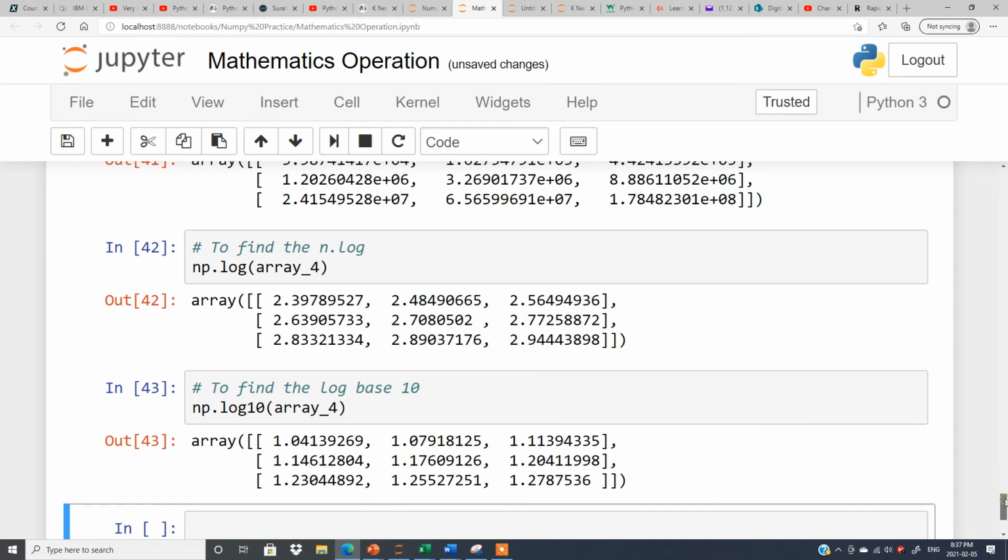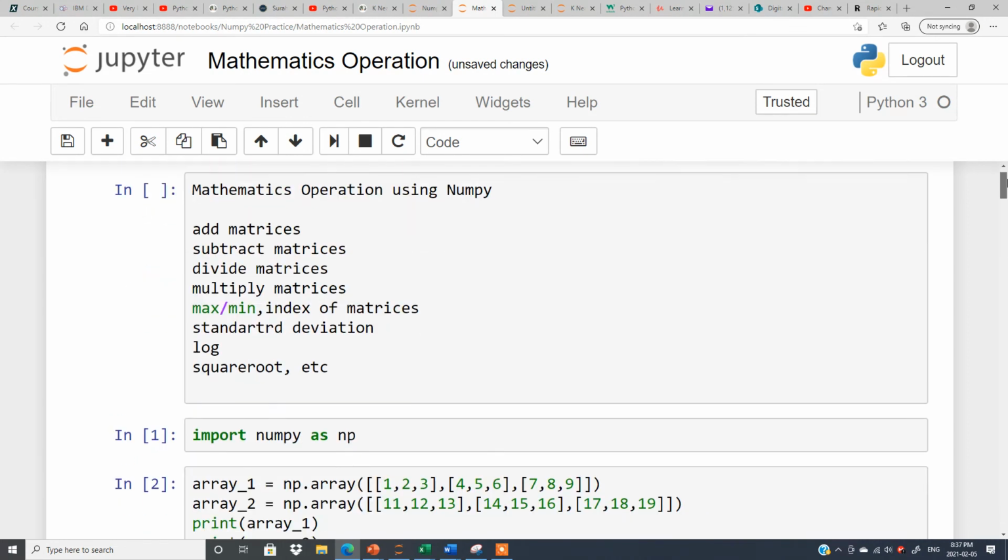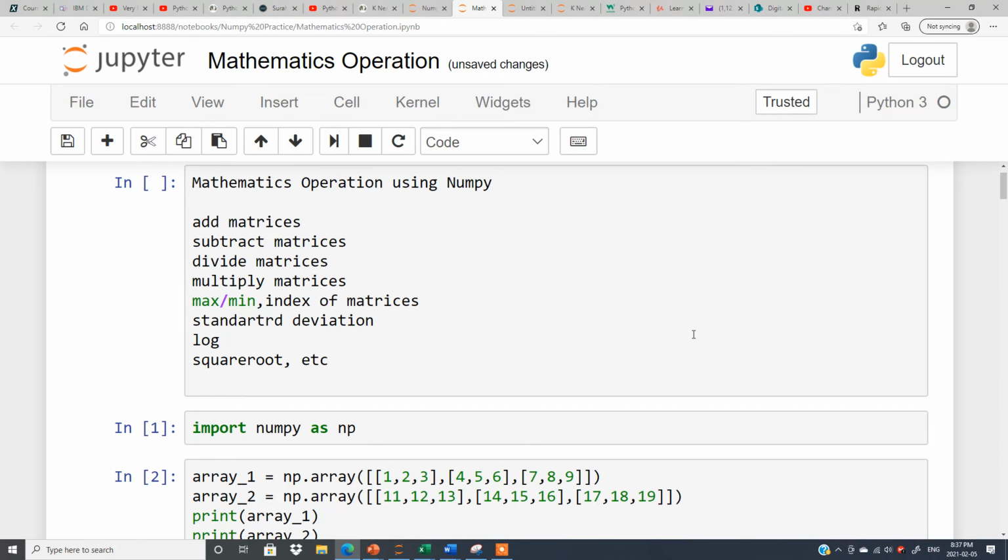So these functions we will use when we work on machine learning. I hope this is clear. Please practice it. See you in the next lesson, and thank you.